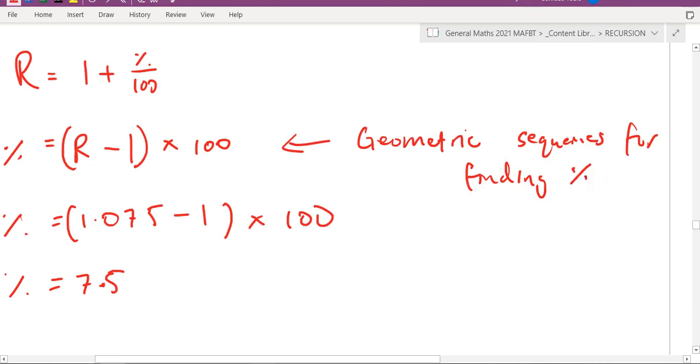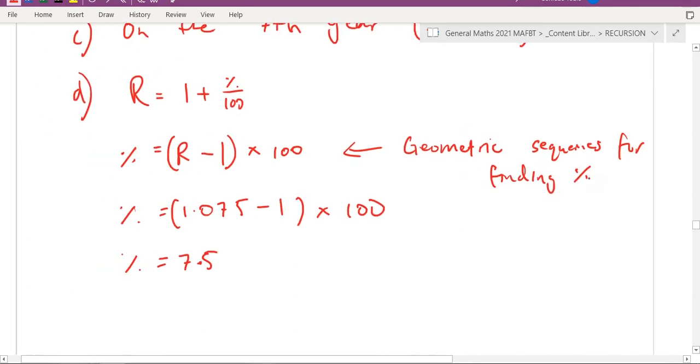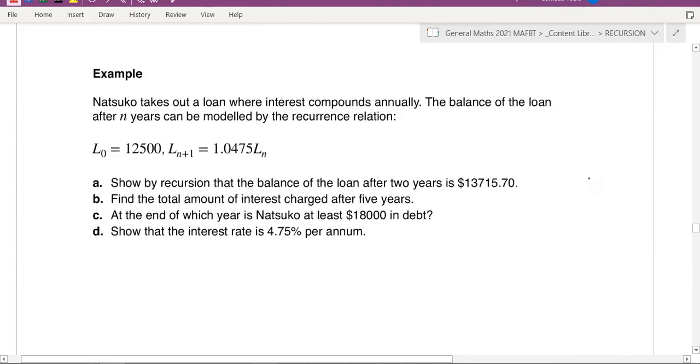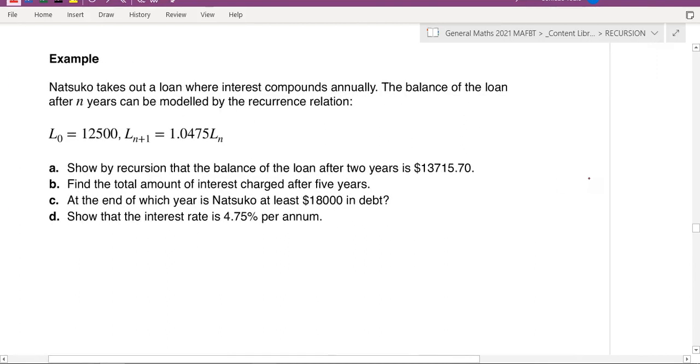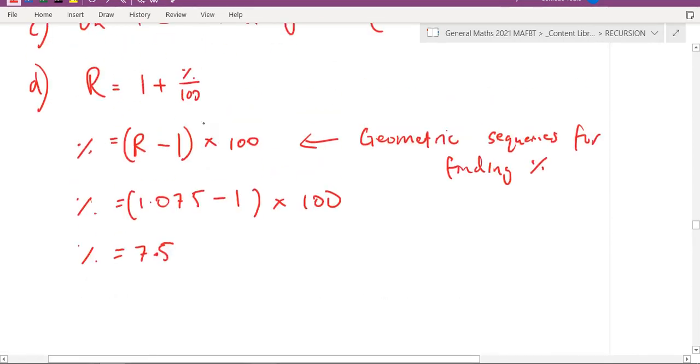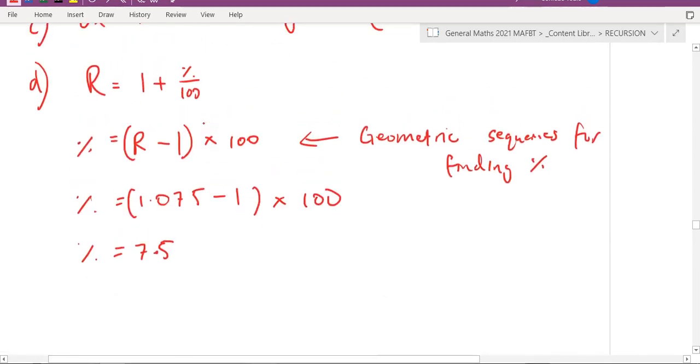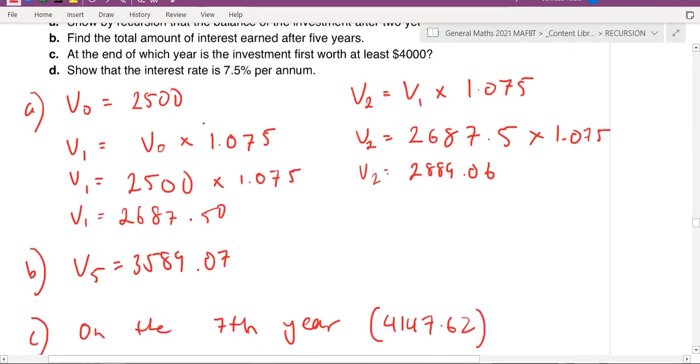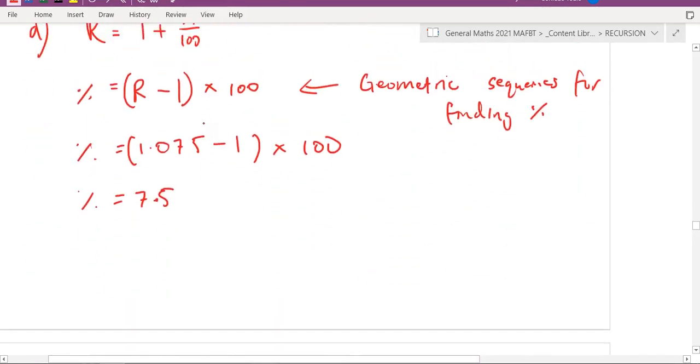So this is finding percentages. Okay, let's try this one, and then it'll make more sense as we go. Finding percentages, or proving a percentage. So you'll get a question like that where it asks you to prove a percentage.